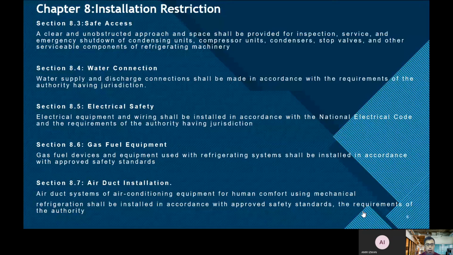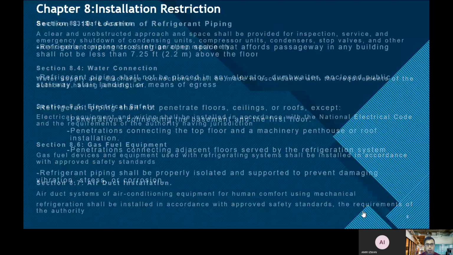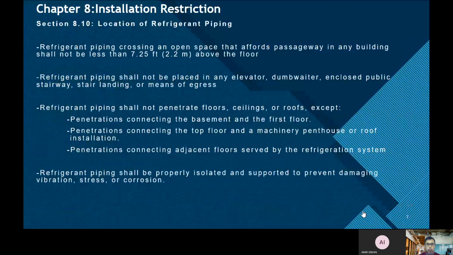Section 8.7, air duct installation. Air duct systems of air conditioning equipment for human comfort using mechanical refrigeration should be installed in accordance with approved safety standards from the authority. Section 8.10, location of refrigerant piping. Refrigerant piping crossing an open space that affords passageway in any building shall not be less than 7.25 feet or 2.2 meters above the floor.